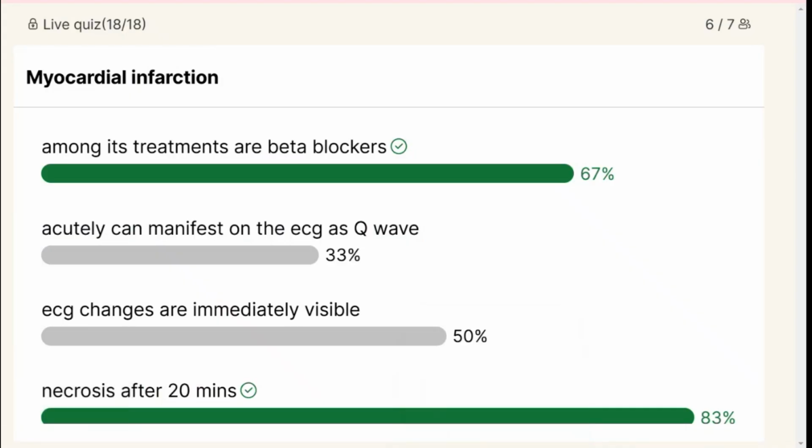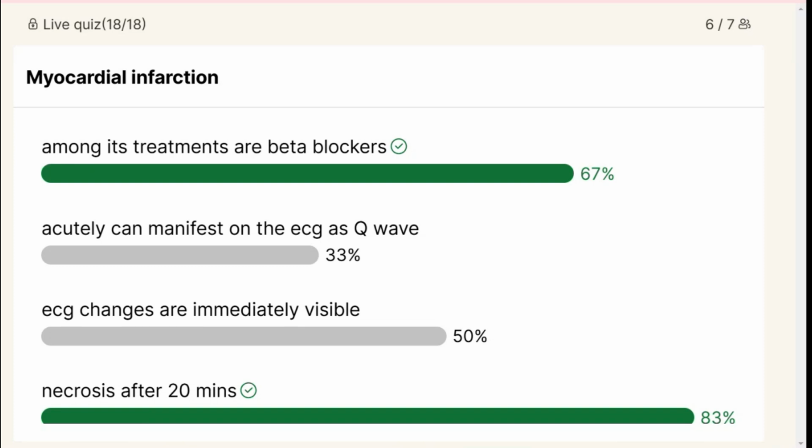So acutely can manifest on the ECG as Q waves. Myocardial infarction acutely manifests on the ECG as ST elevations. Sometimes there is a type of myocardial infarction that we call NSTEMI, which is non-ST elevation. But for now, I think you need to know that myocardial infarction we associate with ST elevation, and usually on the ECG, depending on the leads, you can figure out the location of the occlusion and the necrosis. So ST elevation, and chronically it's Q wave.